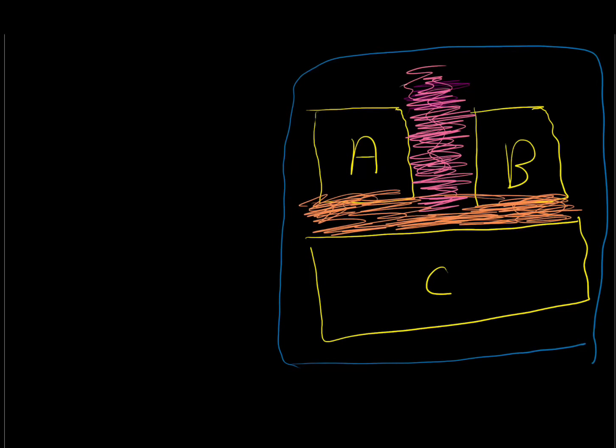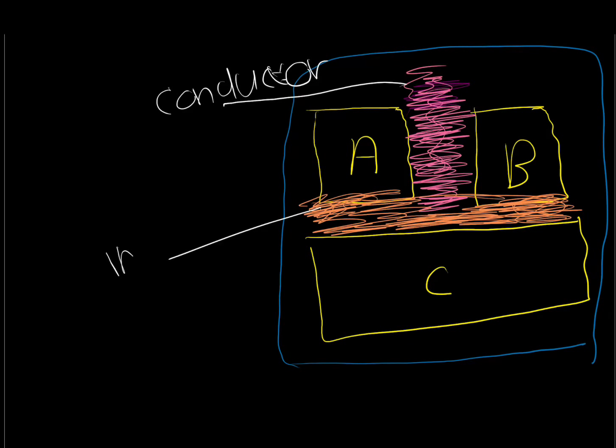For example, now this is the conductor, and that's the insulator. So experiments show that when we do this, no heat is going to C because there's the insulator, but now heat should flow from A to B. But experiments show that there is no heat flow, so that must mean they're in thermal equilibrium with each other.